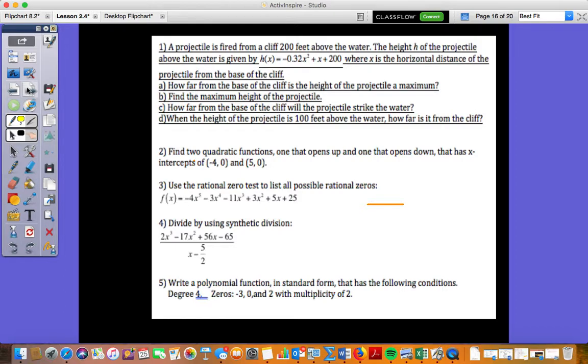What would go in the box? Coach. Because whatever makes it equal to 0, right? Does that make sense?